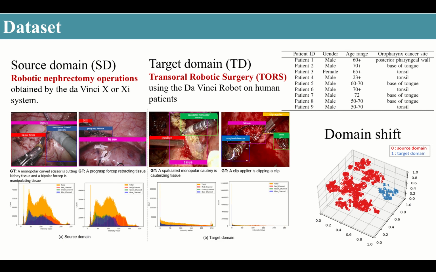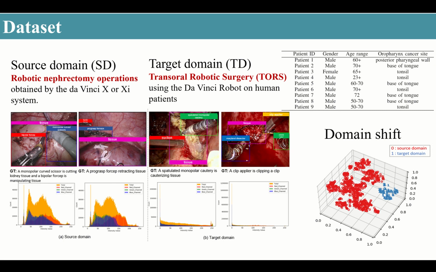All 9 patients have this kind of cancer. Among these 9 patients, there are 8 males and 1 female, with ages ranging from 23 to 72, and multiple cancer sites. The datasets are annotated with the appropriate captions by an experienced surgeon.